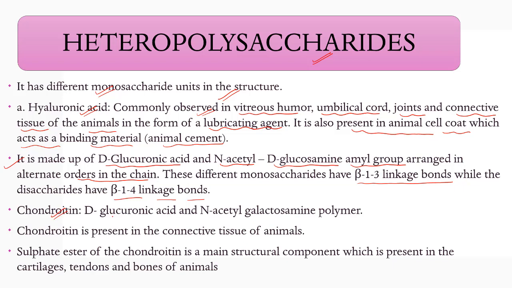Chondroitin sulfate: D-glucuronic acid and N-acetyl galactosamine. Chondroitin 6 sulfate is a polymer of D-glucuronic acid and N-acetyl D-galactosamine. It is present as a matrix in the connective tissue of the animals. Sulfate ester of chondroitin is a main structural component, which is present in the cartilages, tendons, and bones of the animals.